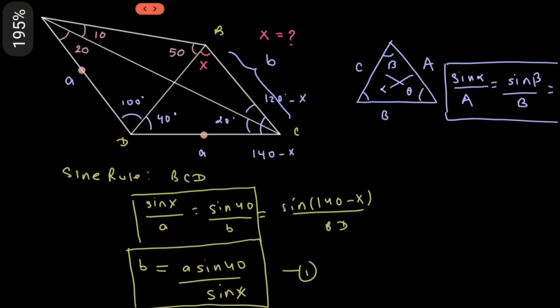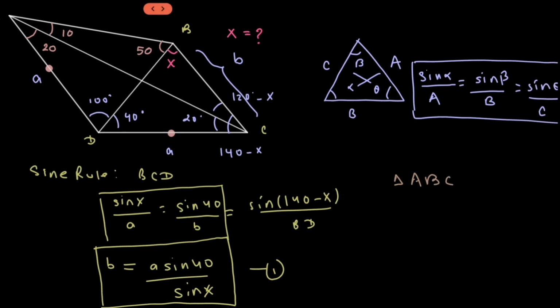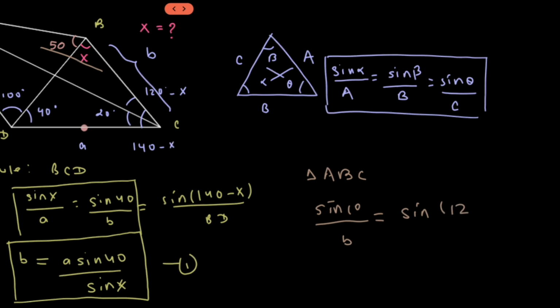So this time the triangle is the triangle ABC. In that triangle, applying the sine rule, one of the angles is 10 degrees. So sine of 10 degrees upon its opposite side, that is ultimately B, would be equal to sine of (120 degrees minus x), which is one of the angles, upon its opposite side.